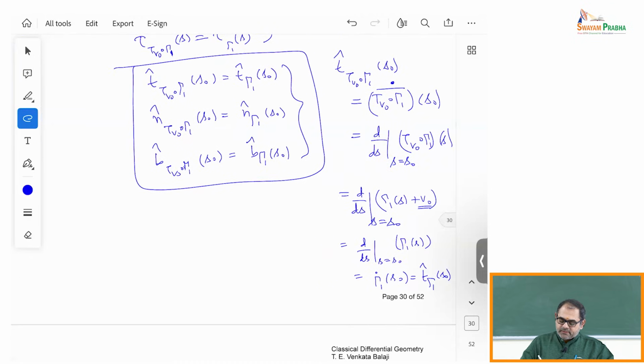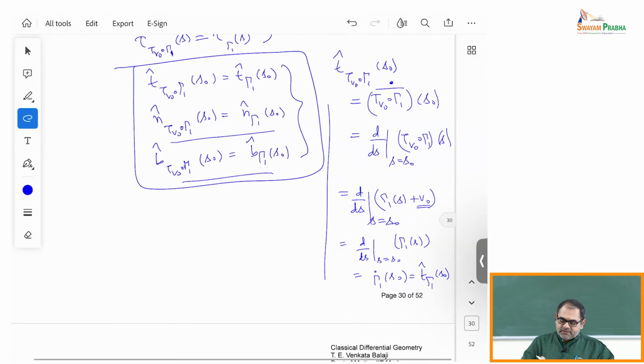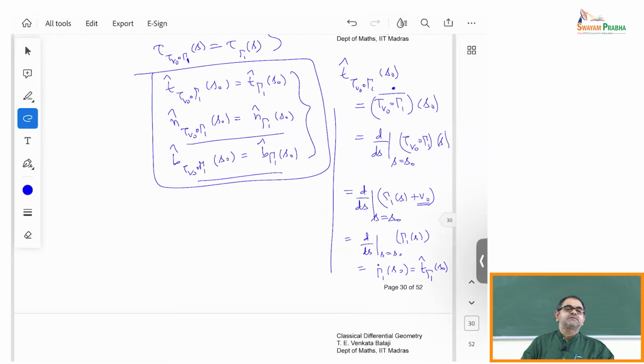So one has to similarly write out expressions for n cap and b cap. I will exempt myself from writing this down. If you write it for n cap, you will have to use the first Frenet-Serret equation and use the fact that after translation, the curvature function does not change. So if you want this n hat, let me write it.